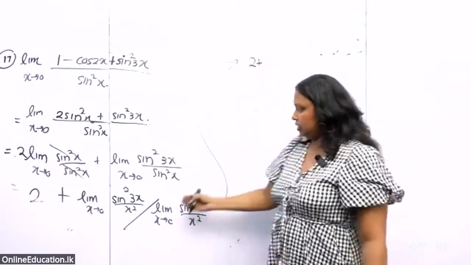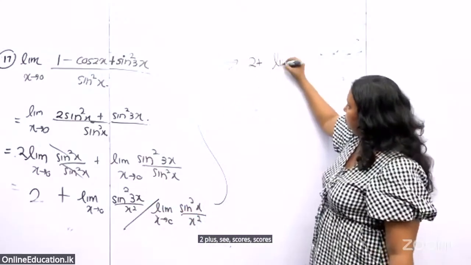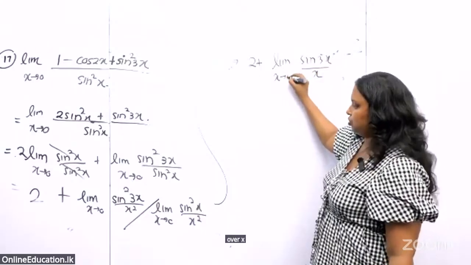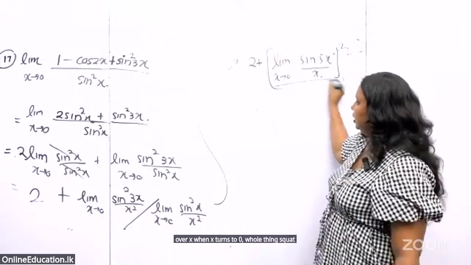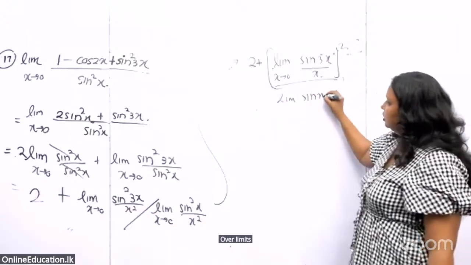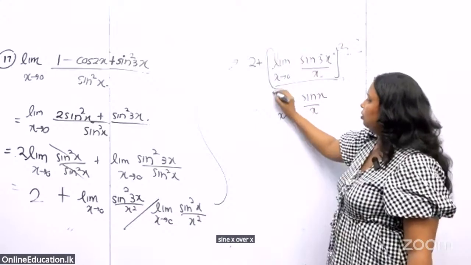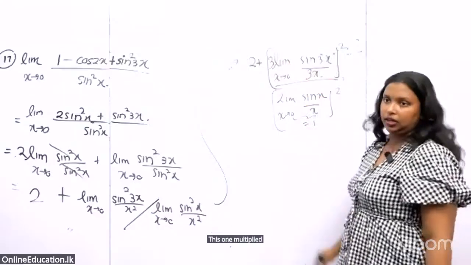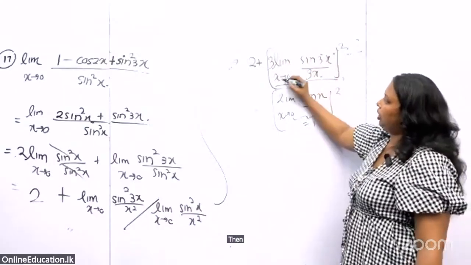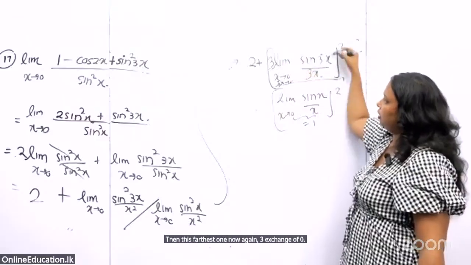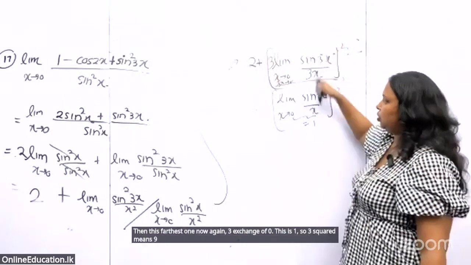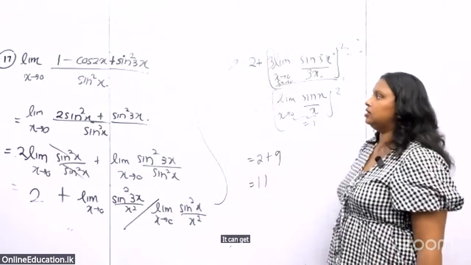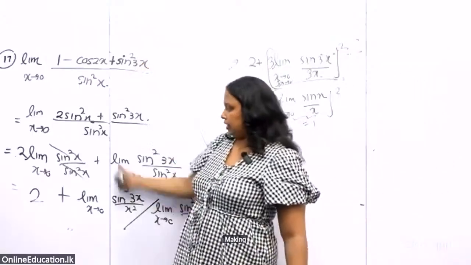2 plus, we can write the limit of sine 3x over x when x tends to 0, whole thing squared, over the limit of sine x over x when x tends to 0, whole thing squared. This is equal to 1. This one is multiplied by 3 here. Then this part is 1 again as 3x tends to 0. So 3 squared means 9. 2 plus 3 squared over 1, 2 plus 9, 11. We can get the answer like this by making this squared.